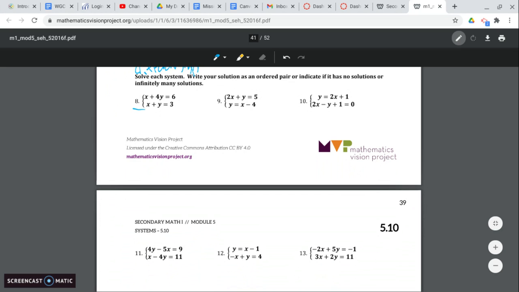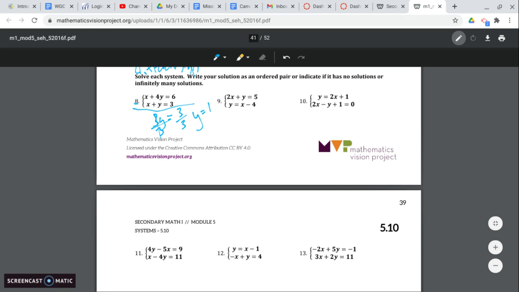So looking at this, we can use elimination because our x's have the same coefficient. So x minus x is 0. 4 minus 1 is 3y equals 6 minus 3 is 3. Divide both sides by 3. So we end up with y equals 1.